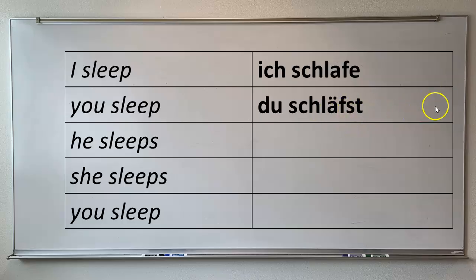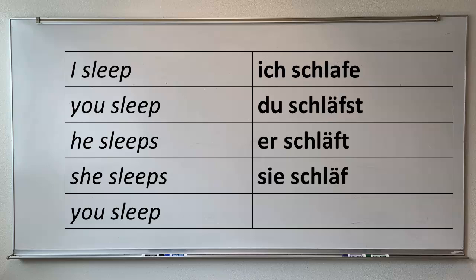Schläfst, du schläfst. You sleep. Okay, on to the next one. The he form. Notice it is the altered form of the stem, so it's also schläf, and remember the ending for er is just the t. Schläft, he sleeps.